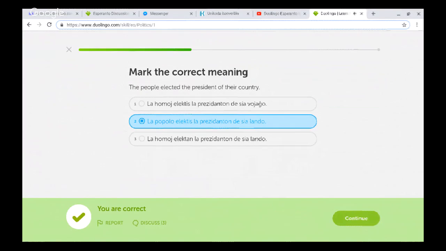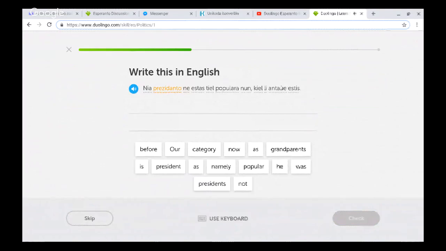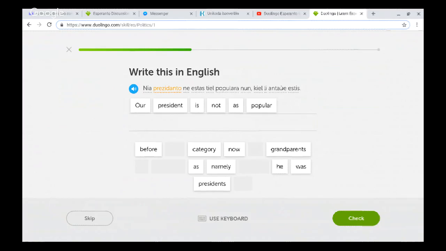Nia presidento ne estas tiel... this is hard because it's speaking in my ear when I'm trying to read it. Nia presidento ne estas tiel populara nun kiel li antaŭe estis. Ooh, boy. We're getting into politics here. Nia presidento, our president, ne estas tiel populara. Is not as popular, tiel populara, nun, now, kiel li antaŭe estis, as he was before.